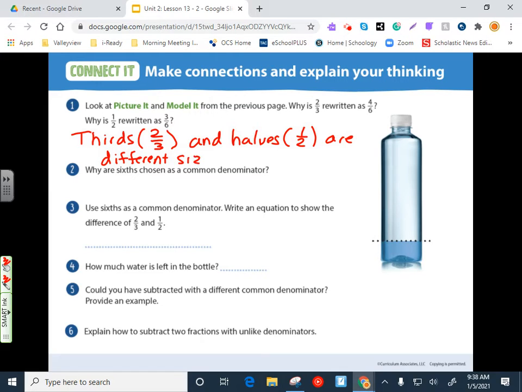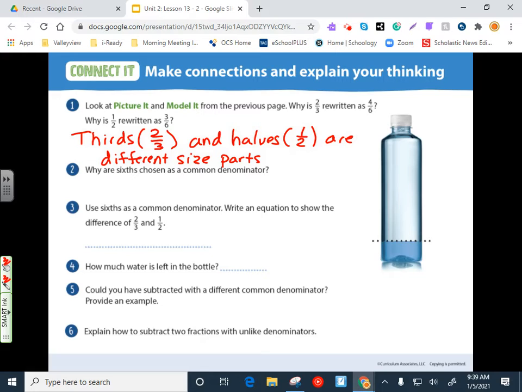What I mean by that is, even if you looked at a measuring cup and filled it full of water, there'd be a 2/3 mark and a 1/2 mark. They're different sizes. We're comparing different things. So we create them as sixths, so they are all the different parts of the whole.